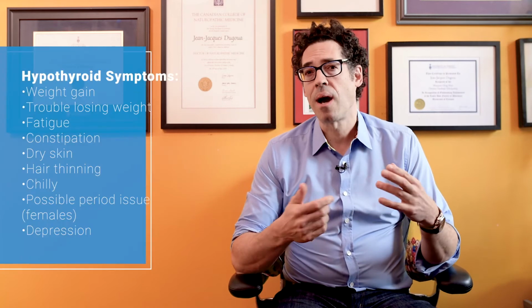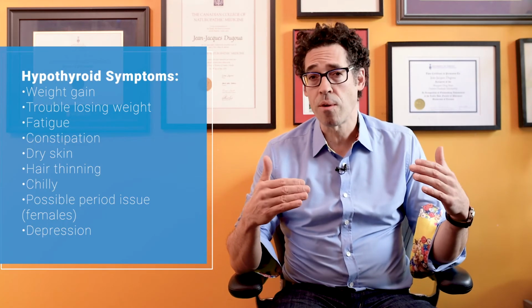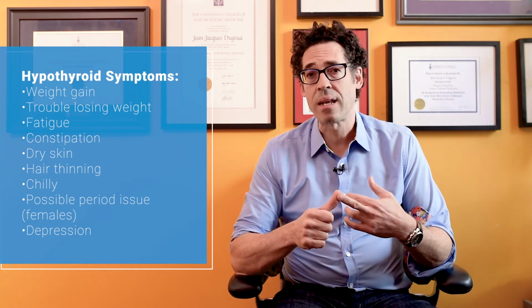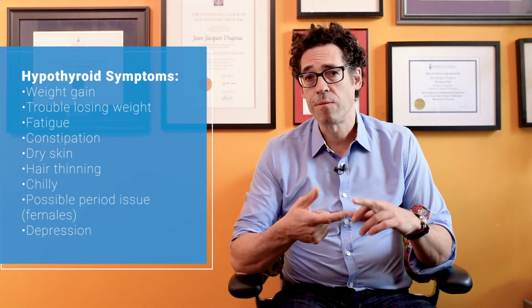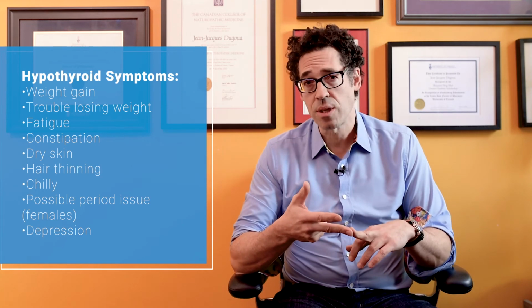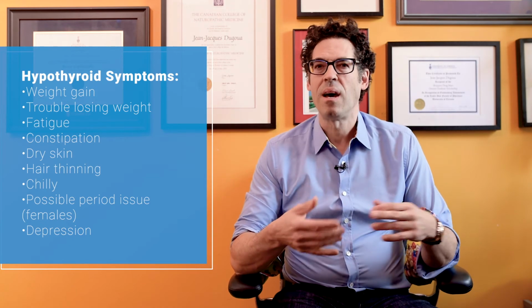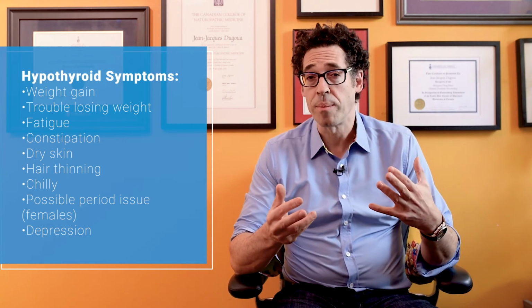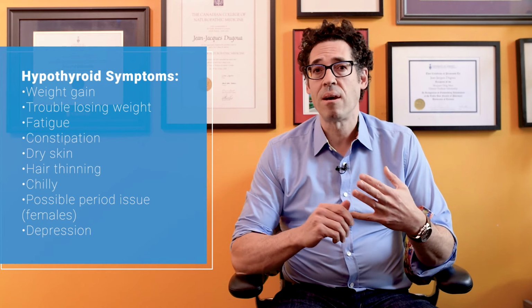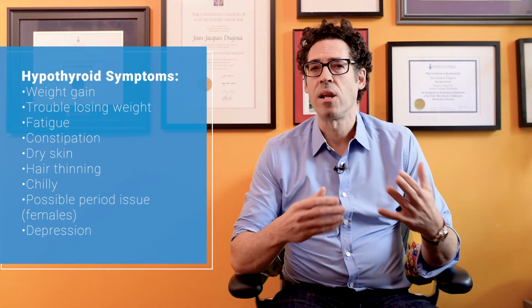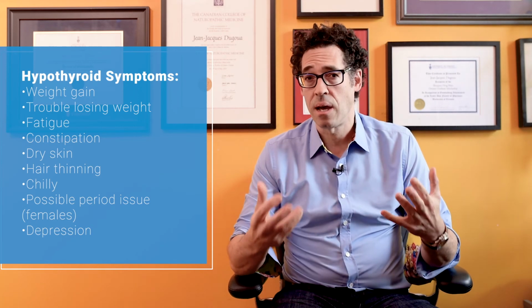Now, if you're watching this, you're probably wondering, well, how do I know if I have a thyroid condition? Pretty fair question. Common symptoms you'll see if you have low thyroid, which is the most common thyroid condition, would be weight gain and trouble losing weight, fatigue, constipation, dry skin, hair thinning, period issues if you're a woman, and a bit of a flat mood. Sometimes people will feel like their mood is a little bit flat, and a lot of thyroid patients are usually chilly.